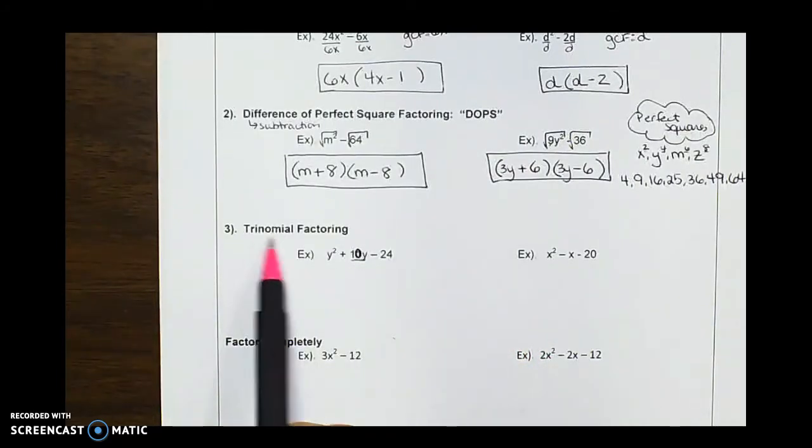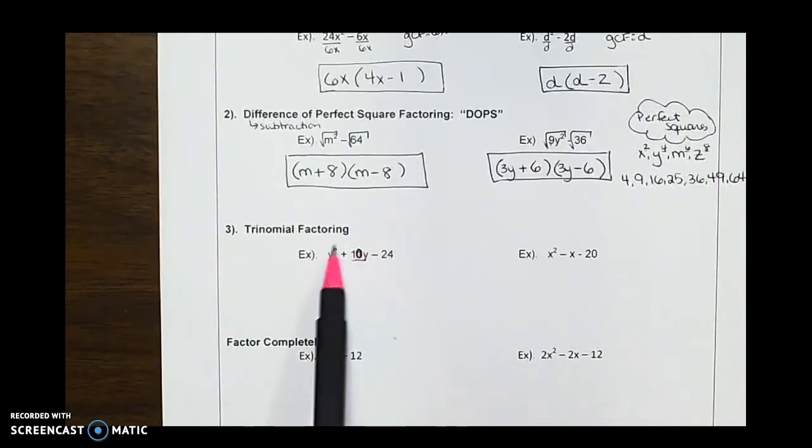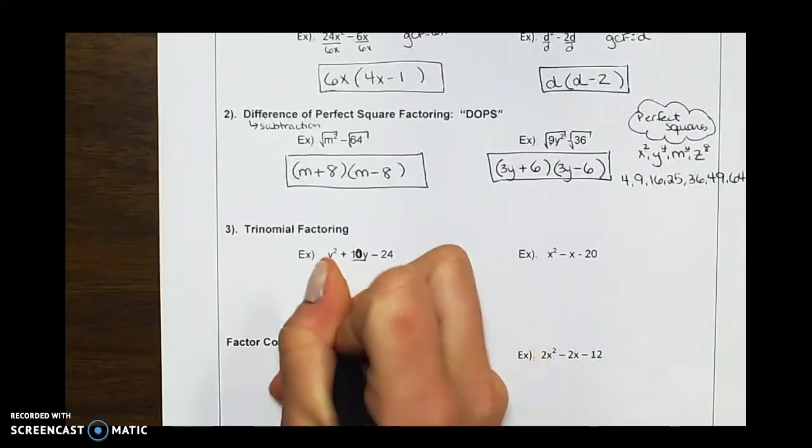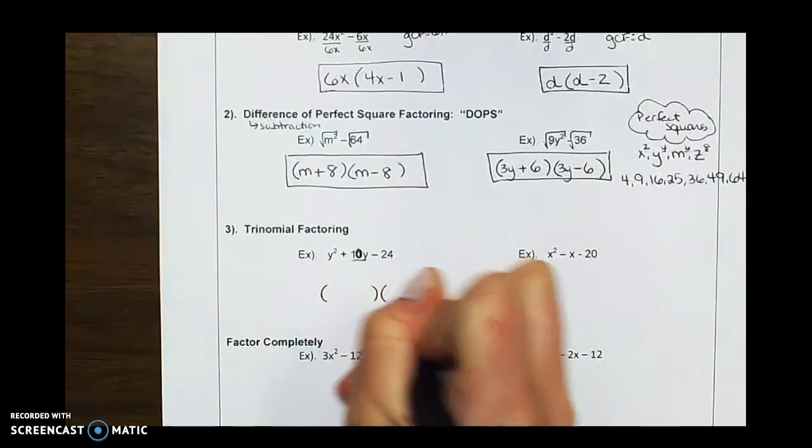Okay, so to factor using trinomial factoring, we want to take this and break it down into smaller parts. So we're going to set up 2 sets of parentheses.